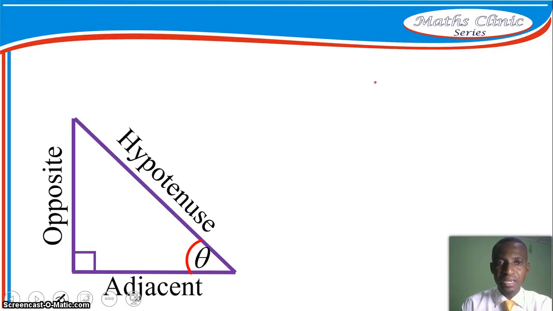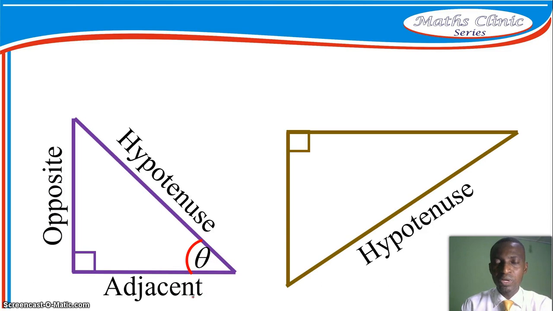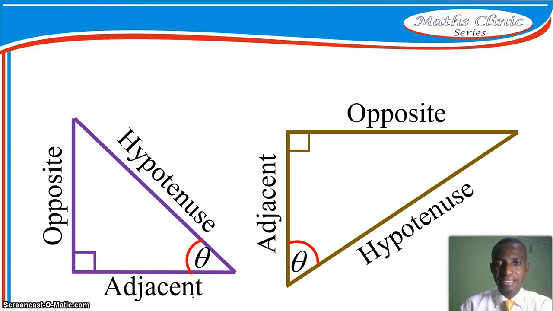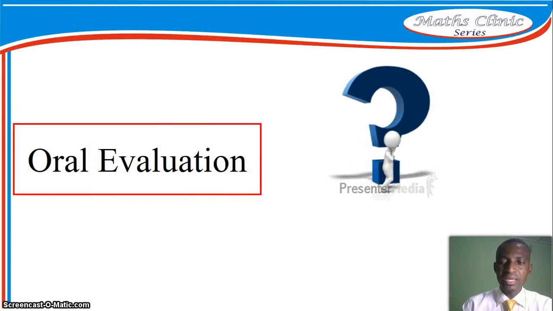So that is a summary of what I'm talking about. If I have the reference angle here, then we can say opposite, we can say adjacent. And if this is also a right angle triangle and theta is here, then this becomes the opposite and this becomes the adjacent. So let's end this video here and then do a quick oral test.